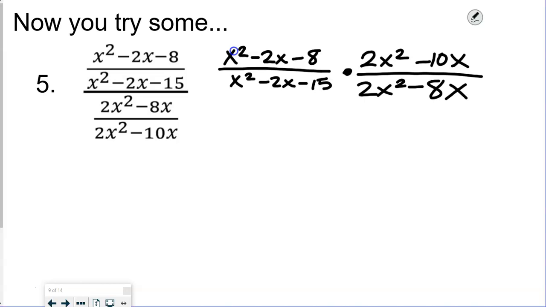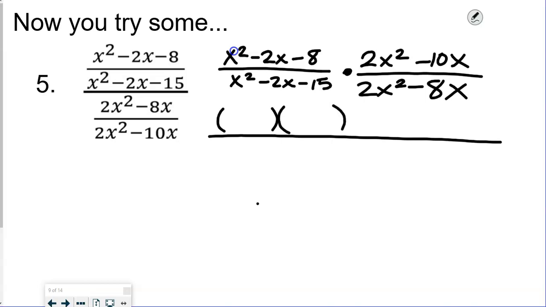So now we're just going to factor everything, okay? On the top here, we've got an x and an x, right? So we're thinking of the factors of -8 that add up to be -2. Well, obviously it's going to be 4 and 2. Which one's going to be negative? The bigger one, because -4 plus 2 is indeed -2, right? Over here, we can factor out a 2x, can't we? So when we do that, 2x out of 2x squared is x. -10x divided by 2x is -5.